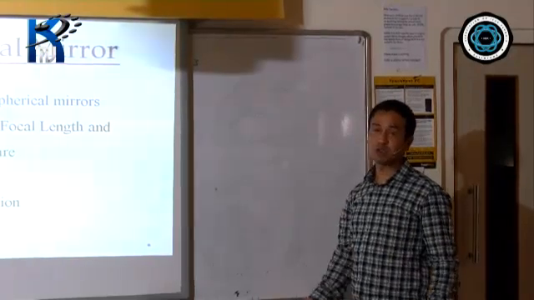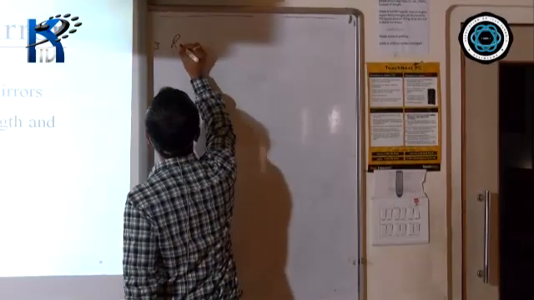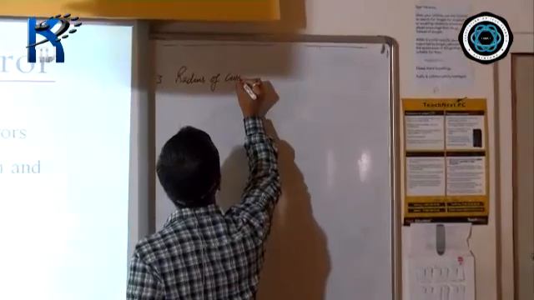So this is the second term that I defined. Now the third term I'm going to define is called radius of curvature. So the third term that we are going to define is called radius of curvature.